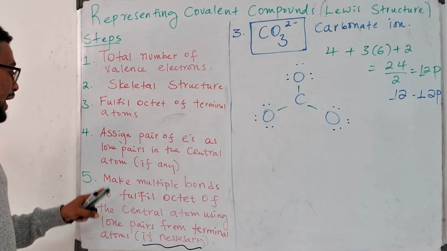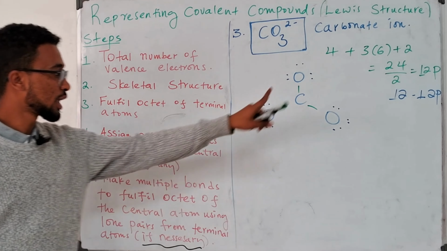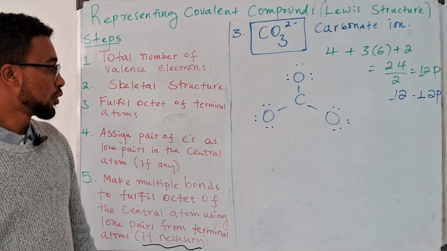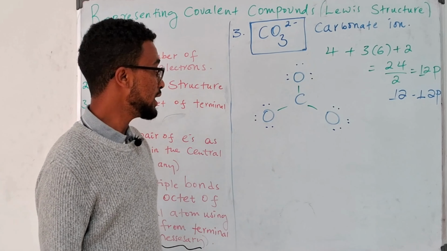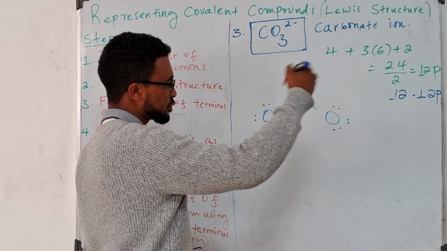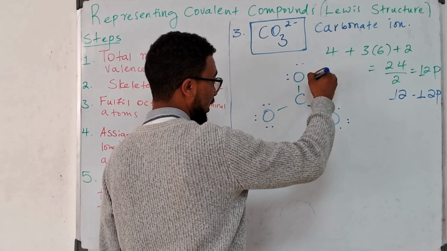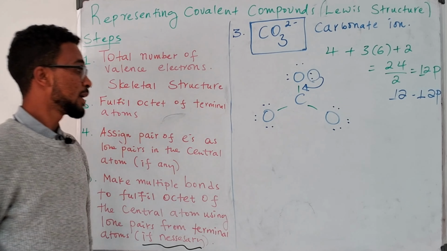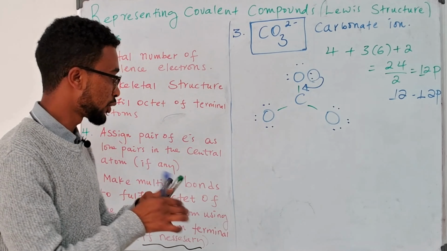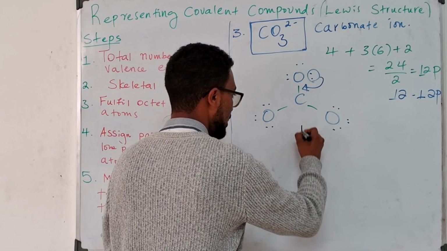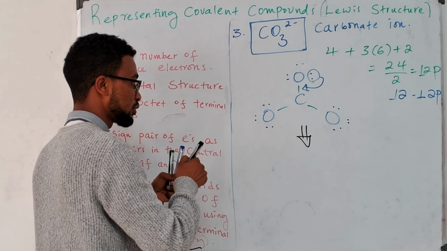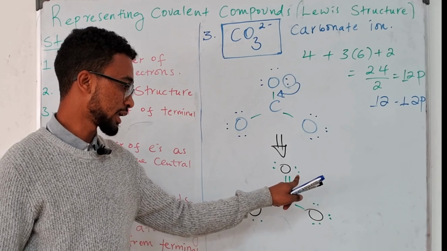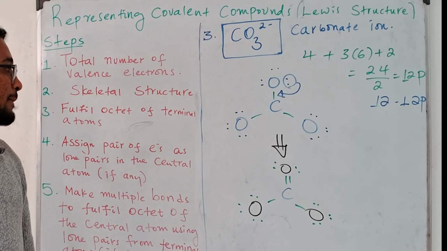So what can I do? I can make multiple bonds using the lone pairs of electrons on the terminal atoms, okay? So let's choose one of these 3 oxygen atoms. I like to choose the top one. I don't know why. So let's take these 2 electrons and put them as a multiple bond or double bond here. So now the new structure will be, now let's check the octet of carbon. 2, 4, 6, and 8. Now we have attained our octet.